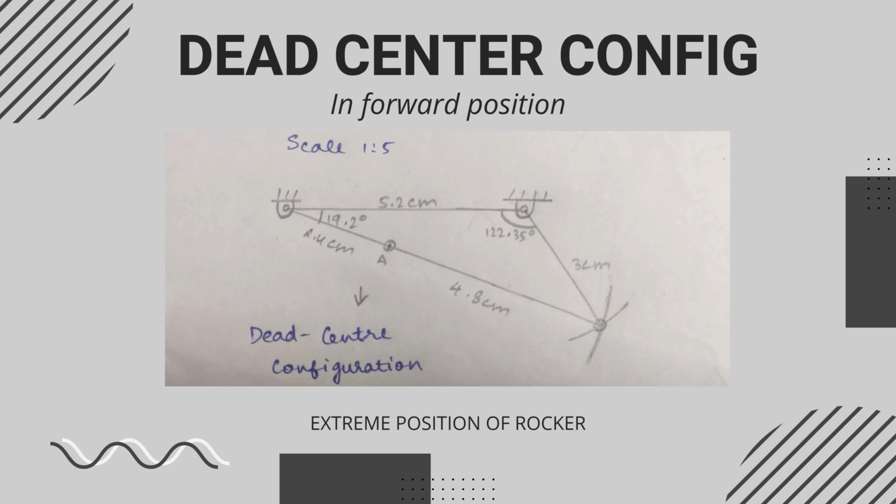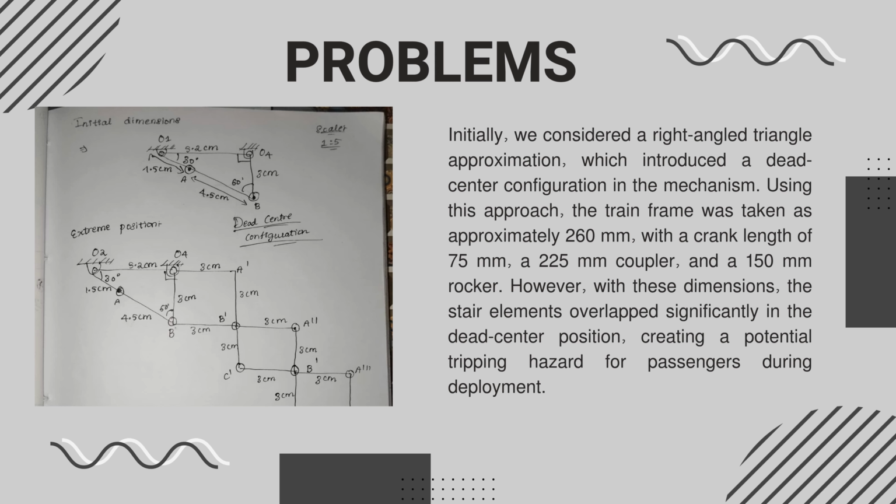Dead configuration. When the system reaches the open configuration, something interesting happens. The links O2A and AB line up almost perfectly, making them look like one continuous bar. This creates what we call a dead center position, and it represents the extreme point of motion where the ladder is completely deployed. Problems we came across.